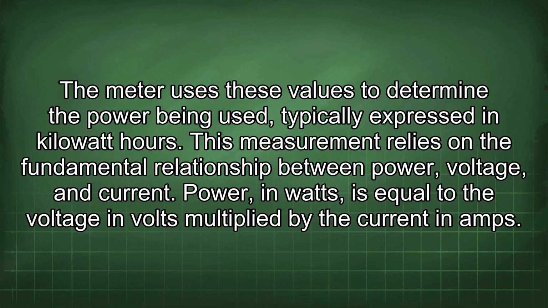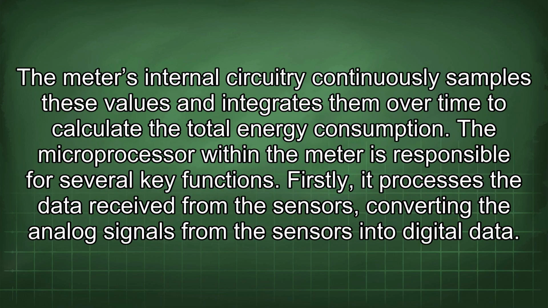This measurement relies on the fundamental relationship between power, voltage, and current. Power in watts is equal to the voltage in volts multiplied by the current in amps. The meter's internal circuitry continuously samples these values and integrates them over time to calculate the total energy consumption.